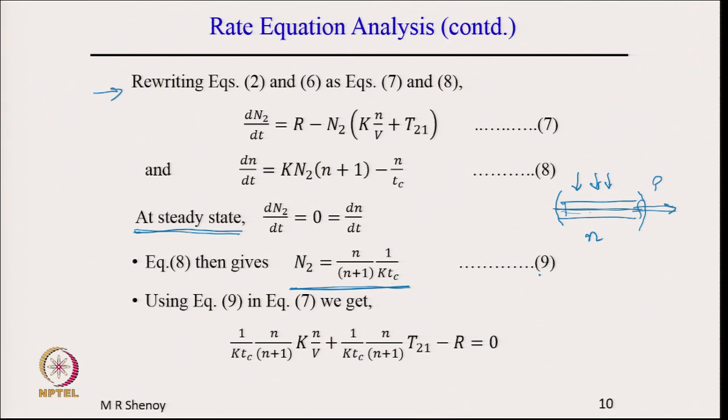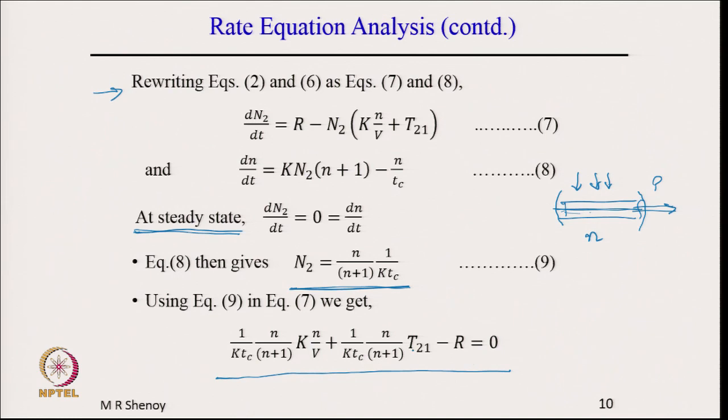Using equation 9 in 7, we substitute the value of N2 and get an equation in small n only. Substituting in this, we have this expression. We have now eliminated N2 and we have only n in this expression.